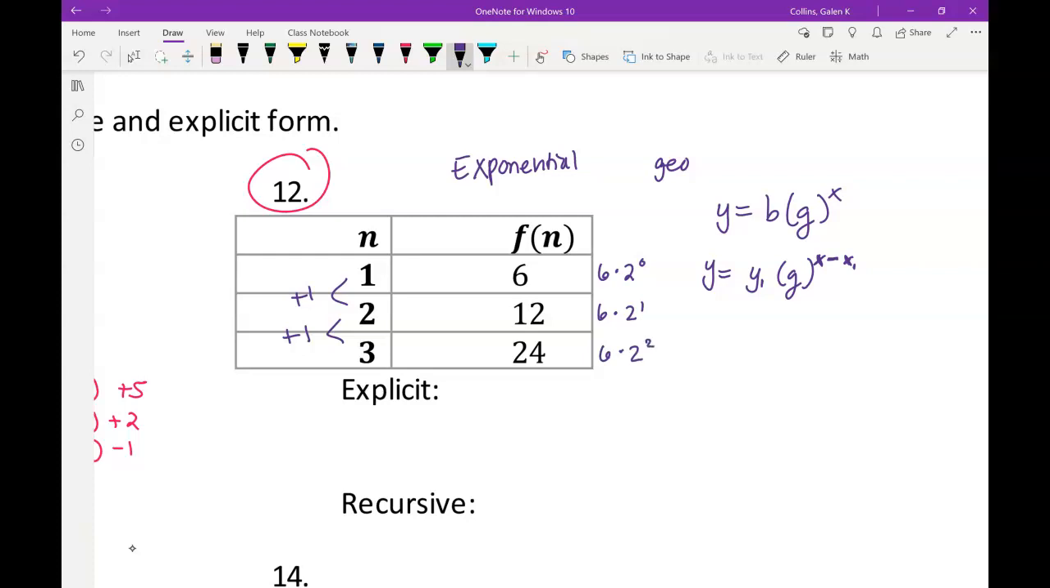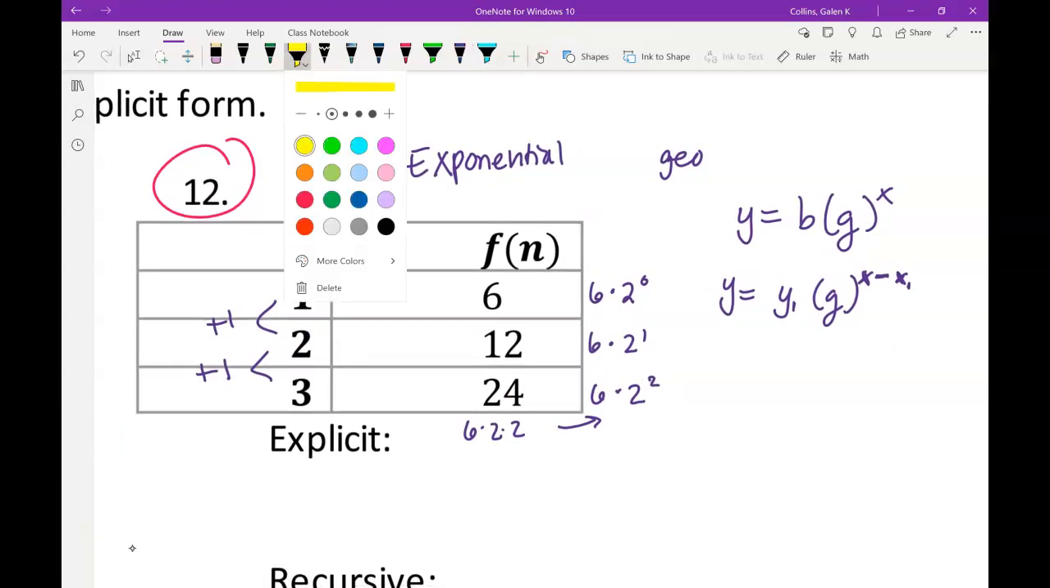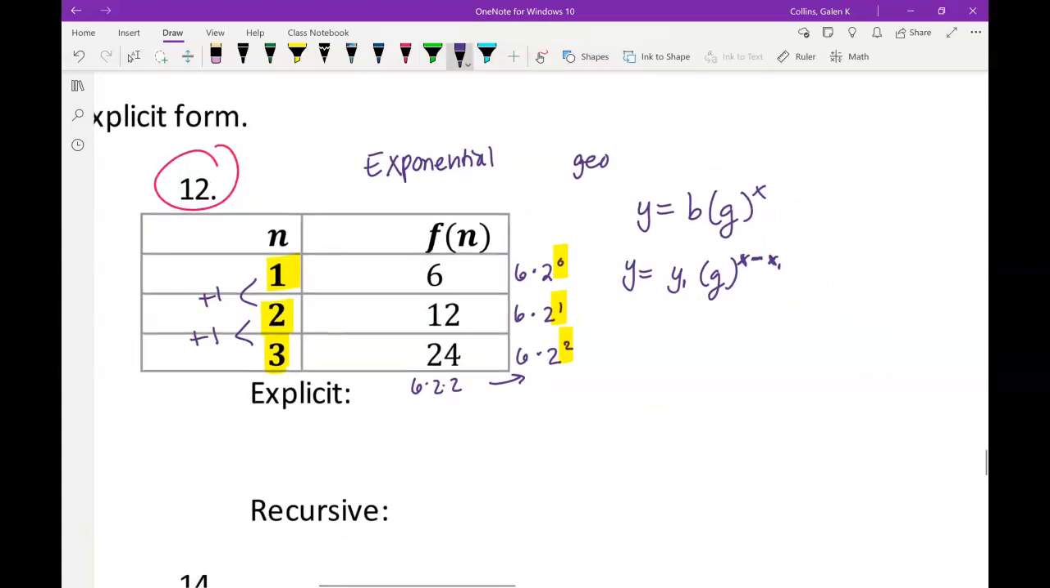Because remember, back in unit 1, we would have listed this as like 6 times 2 times 2. We would have generalized that with an exponent. Again, I could observe that every time I do that, this number right here is 1 less than n. So in unit 1, I would have written this explicit equation as like y equals, I would start with my number 6, 2 is my growth factor, my multiplier, and I could have said x minus 1.